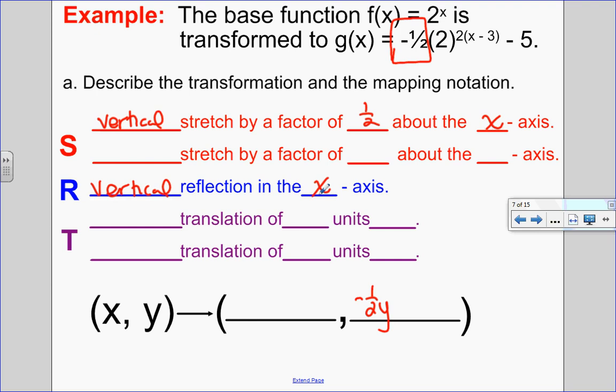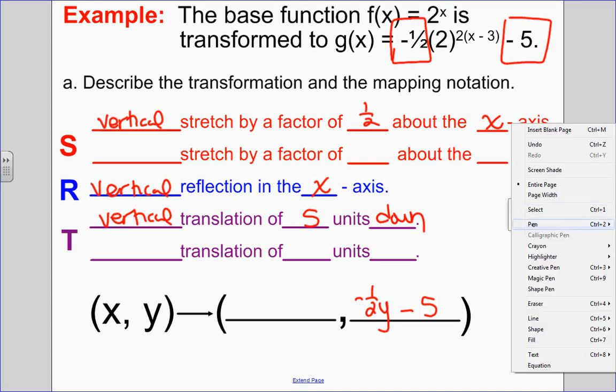Let's keep with vertical. On the outside, I have a -5. So that means that I'm taking all my points and moving them 5 units down. So I have a vertical translation of 5 units, and that will go down.